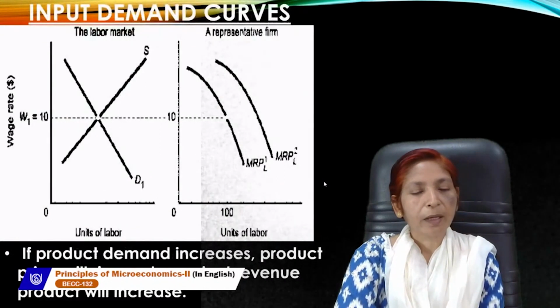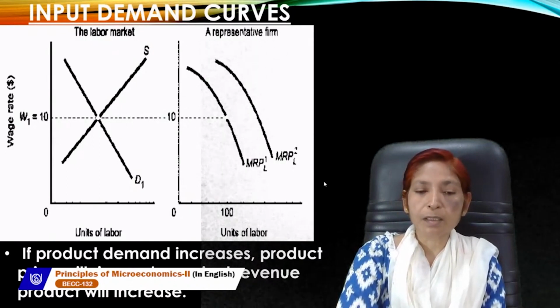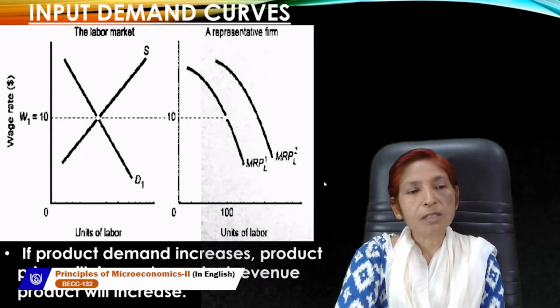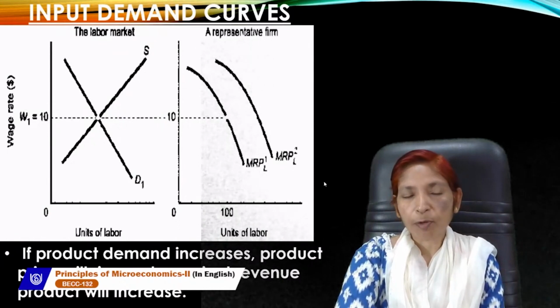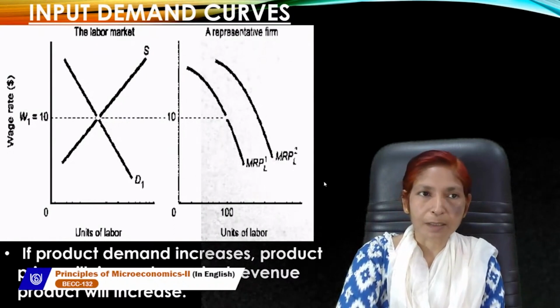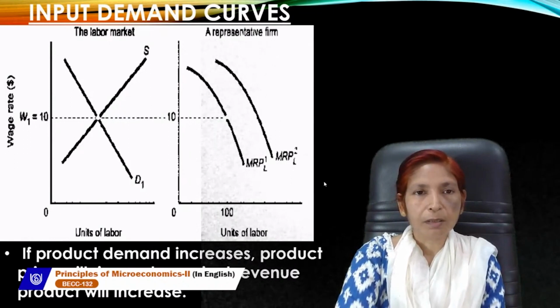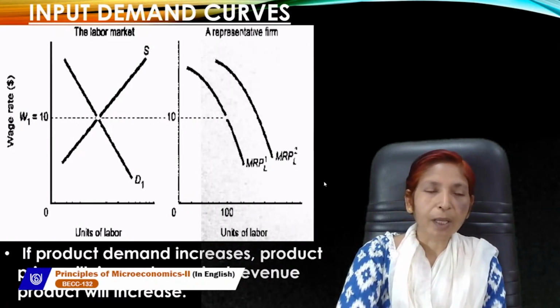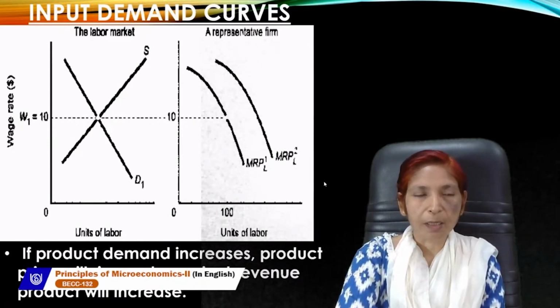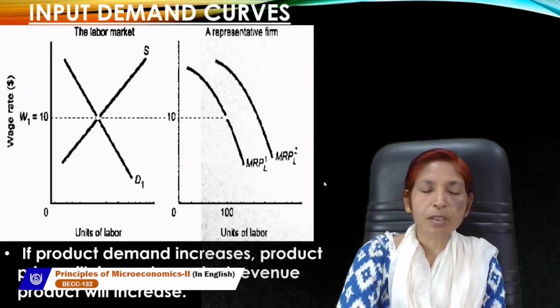Next, here the condition is changed. Here product demand increases, then product price will rise. And if product price rises, then marginal revenue product will also rise. Here we are showing the input demand curve, but the condition is changed. The diagram is the same: demand curve downward sloping and supply curve upward sloping. It's a labor market demand and supply curve where both curves intersect each other.